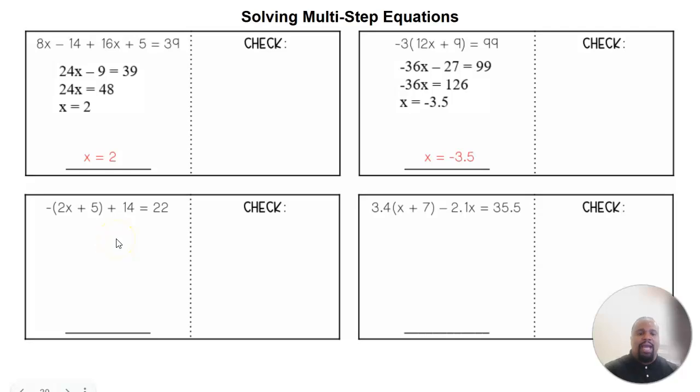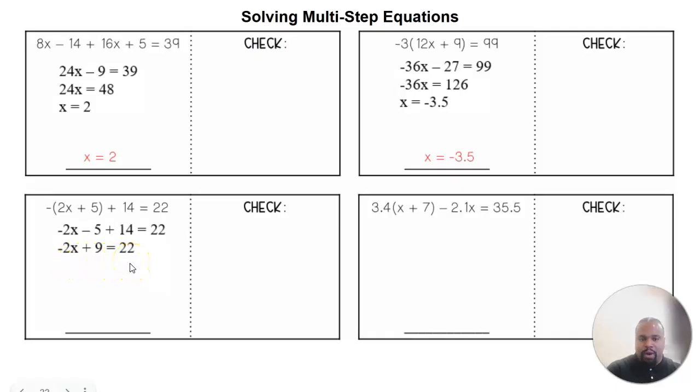So the first step, hey, let's go ahead and do the distributive property. So we're going to do negative 1 times 2x, negative 1 times 5. So negative 1 times 2x is negative 2x, negative 1 times 5 is negative 5, plus 14 equals 22. Now that we did the distributive property, the next step is to combine like terms. Our like terms is negative 5 and 14. We add those two together, we're going to get 9. So we got negative 2x plus 9 equals 22.